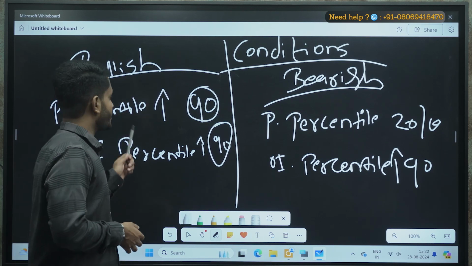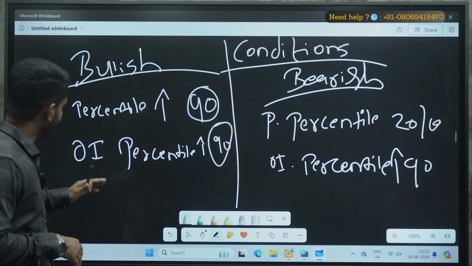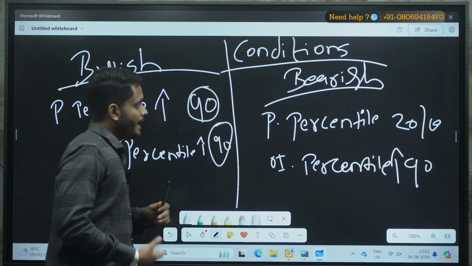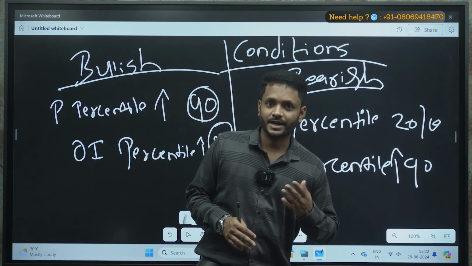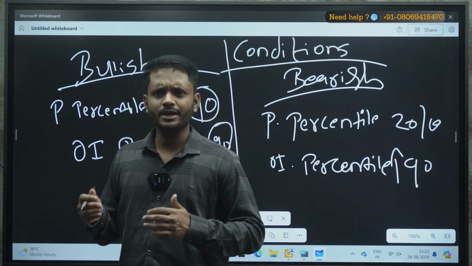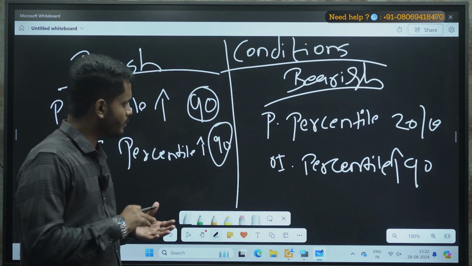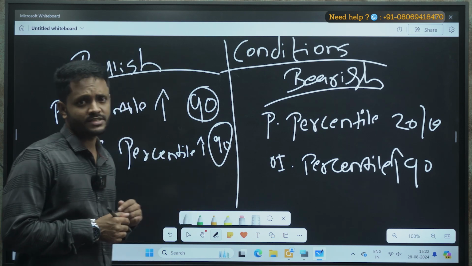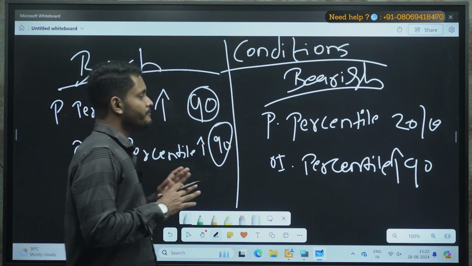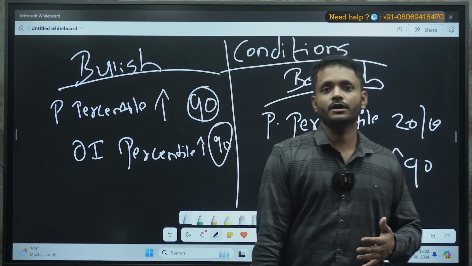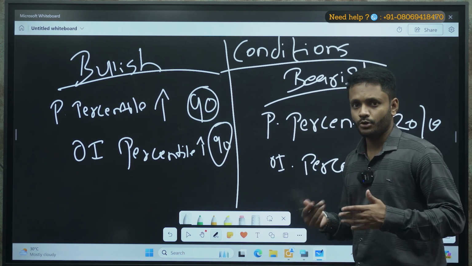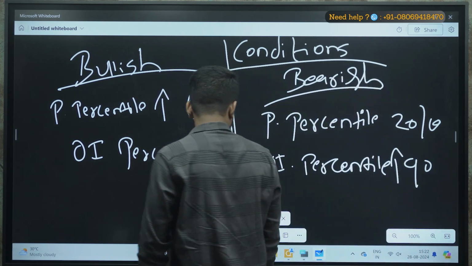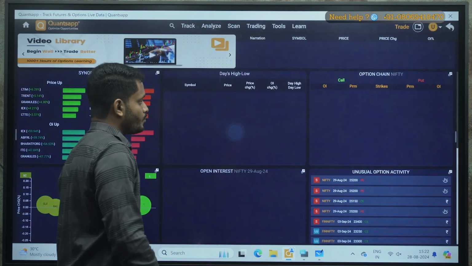So for a bullish trade, your price percentile should be above 90 and your OI percentile should be above 90. And for a bearish trade, the price percentile should be either below 20 or below 10, that is subjective, and the OI percentile should always be above 90. So this is the condition for a bullish or a bearish trade. Now, how are we going to find the trade? Let me get into the home page of QuantSap.